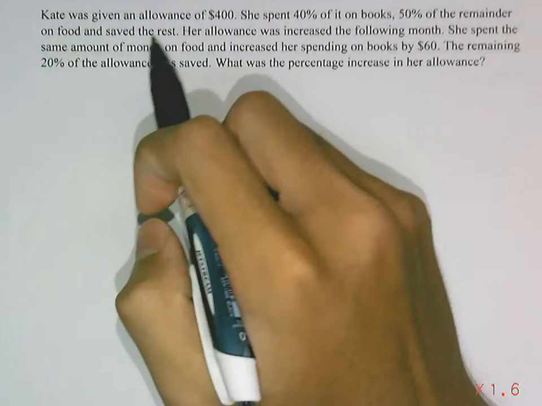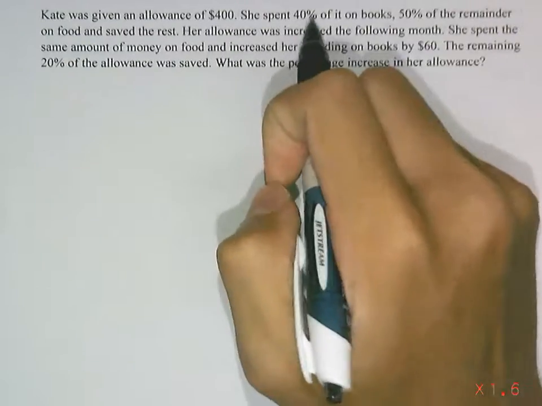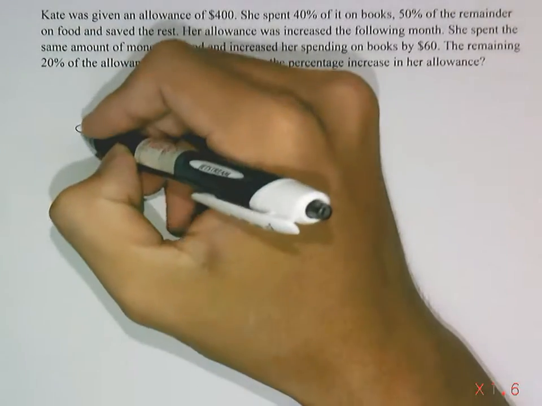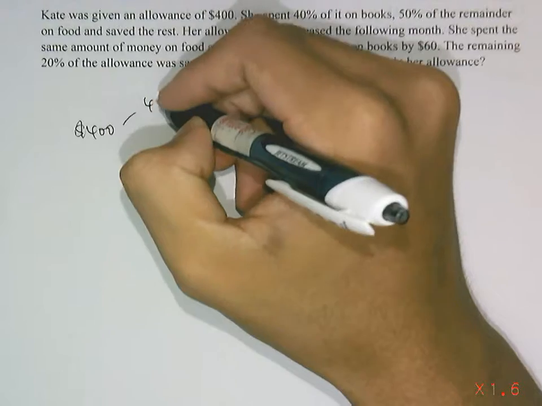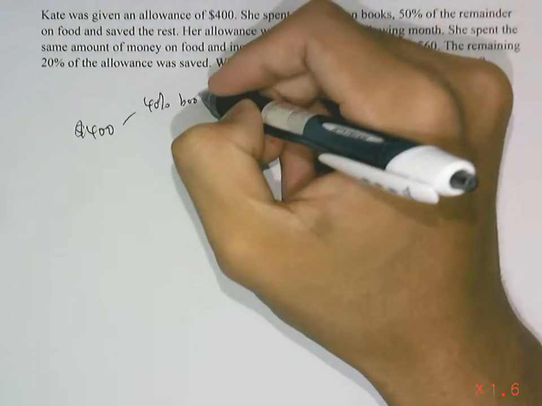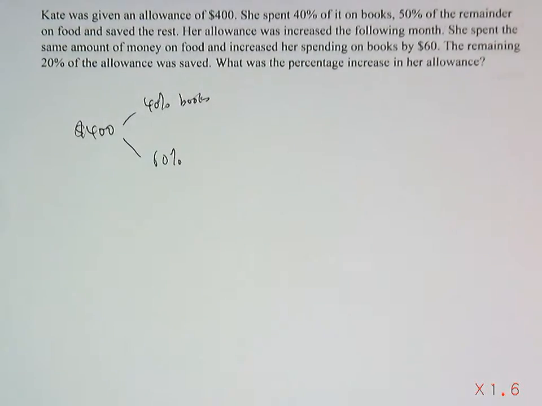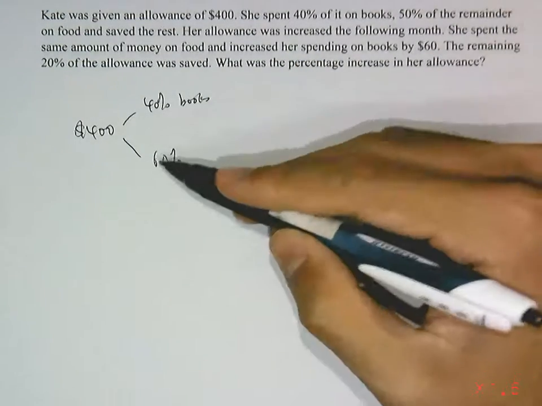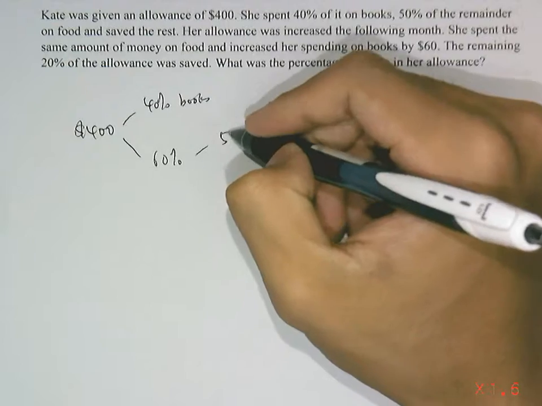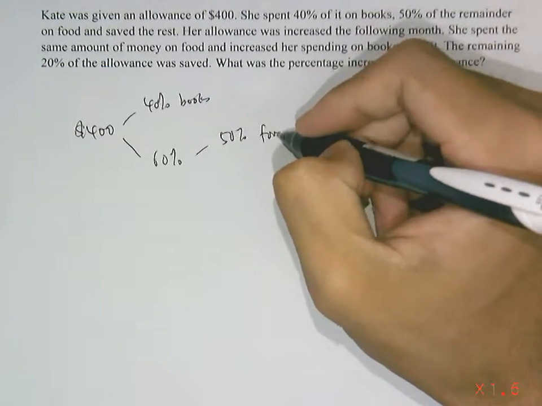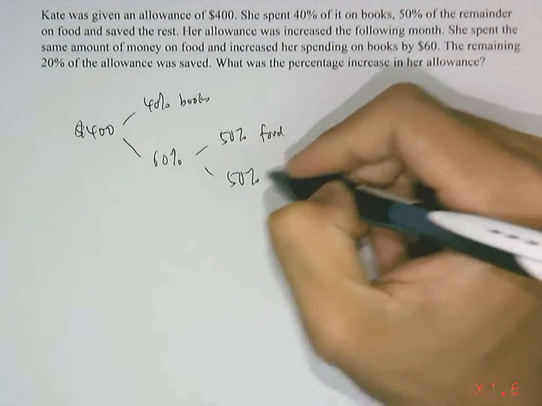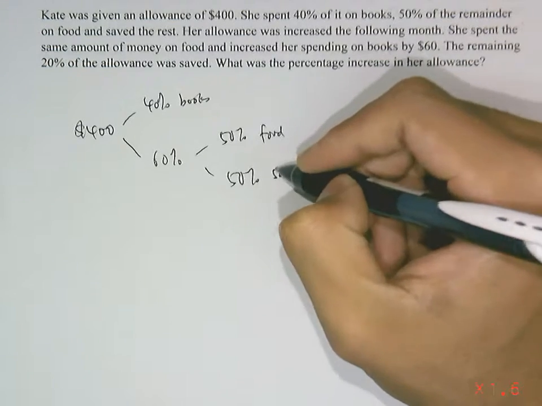So Kate was given an allowance of $400. She spent 40% of it on books. So out of the $400, she spent 40% on books, and that will mean a remainder of 60%. 50% of that remainder was spent on food. So 50% spent on food, and the remaining 50% was saved.